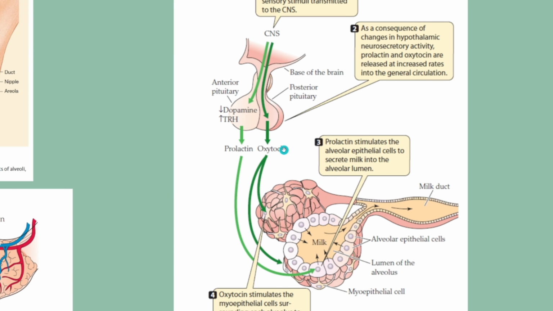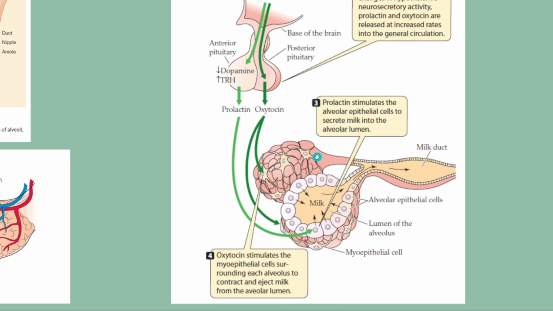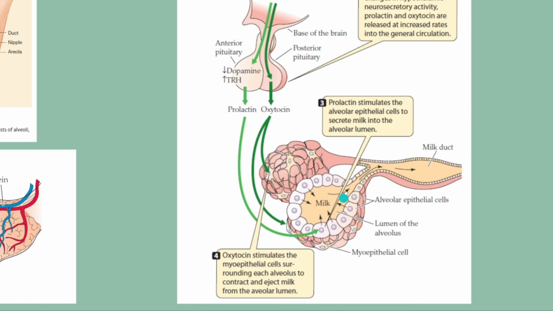Oxytocin plays a role in stimulating the myoepithelial cells surrounding the alveolus to contract, thus causing the milk to be ejected by the breast. So you need to know oxytocin plays the role for the myoepithelial cells to contract, to eject the milk.